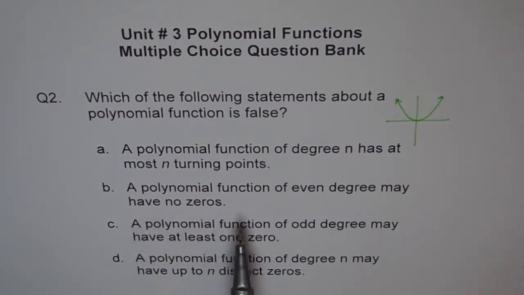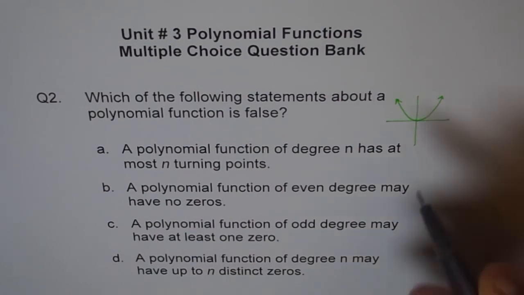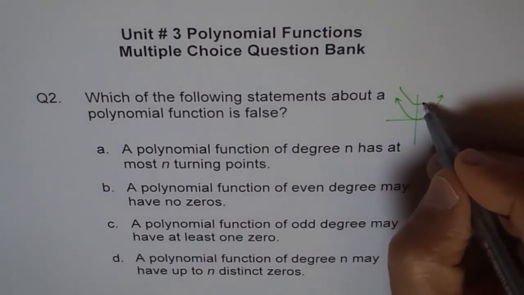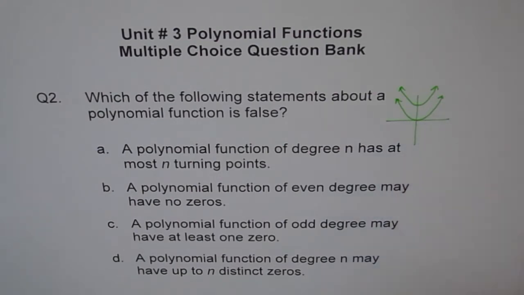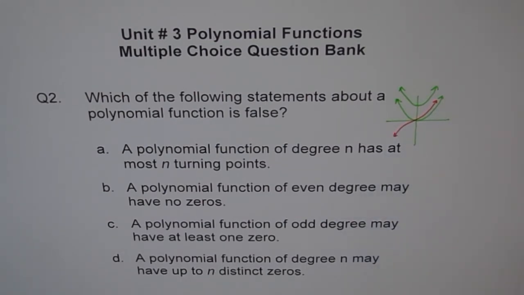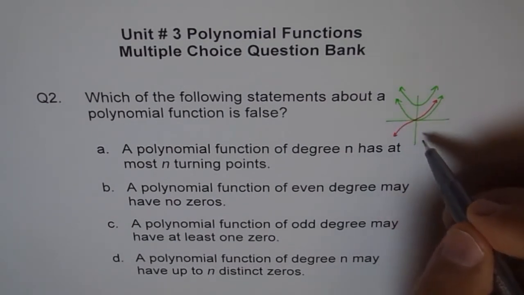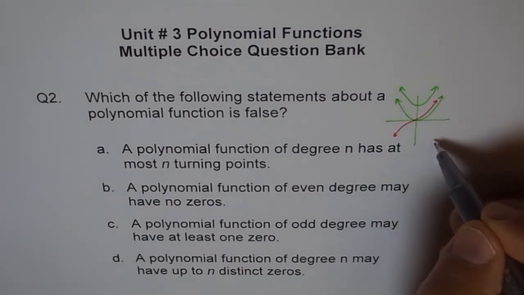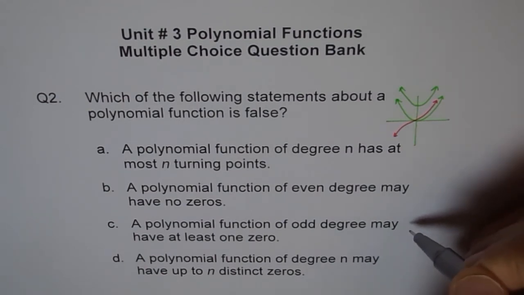Second says, a polynomial function of even degree may have no zeros. That is true, because let's say this, if I draw it like this, it has no zeros, right? Here it has 1 zero. A polynomial function of odd degree may have at least 1 zero. That is true. Odd degree polynomials go to opposite ends, from quadrant 3 to quadrant 1, and you have to cross the line, and thereby you will have at least 1 zero. If the leading coefficient is negative, they go from 2 to 4. Even then, they have to cross the line. So an odd degree function will always have at least 1 zero.